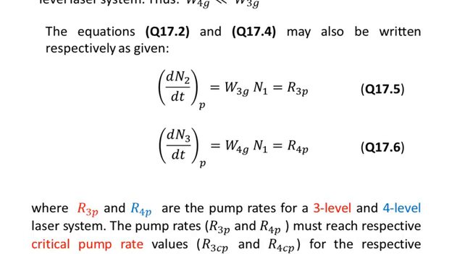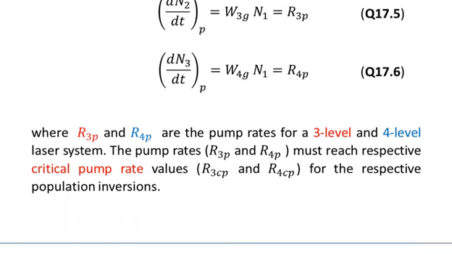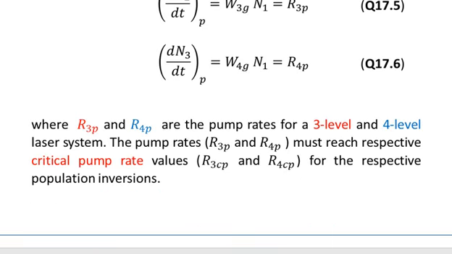So we have dN2 over dt for the pumping is equal to W3G times N1, which can be written as R3P for the 3 level laser system, and the next equation, dN3 over dt due to pumping, is equal to W4G times N1, which is equal to R4P, and this is for the 4 level laser system, where R3P and R4P are the pump rates for a 3 level and 4 level laser system.